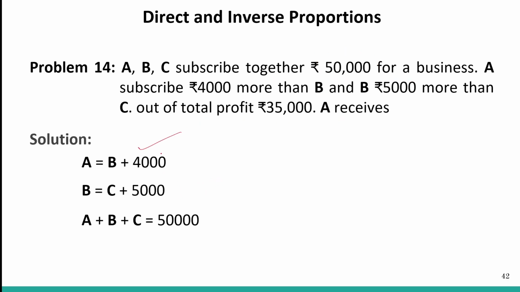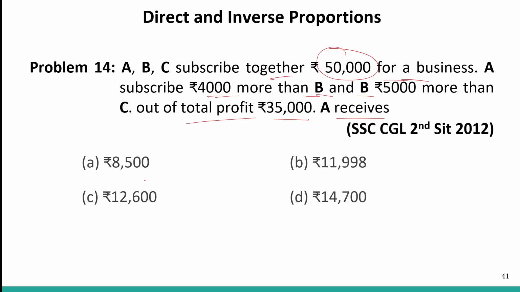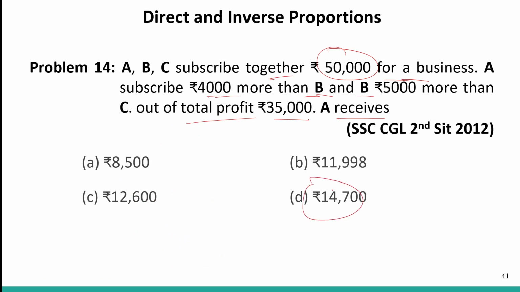So A is equal to B plus 4,000 and B is equal to C plus 5,000. So A plus B plus C is equal to 50,000. This is what is given to us, right? So 2A minus 4,000 plus A minus 9,000 is equal to 50,000. So A is equal to 21,000, B is equal to 17,000, C is equal to 12,000. So the investment ratio A:B:C is equal to 21:17:12. So A's profit will be 21 by 50. So the correct answer will be option A: 21 by 50 into 35,000, that is 14,700. This is the correct answer.